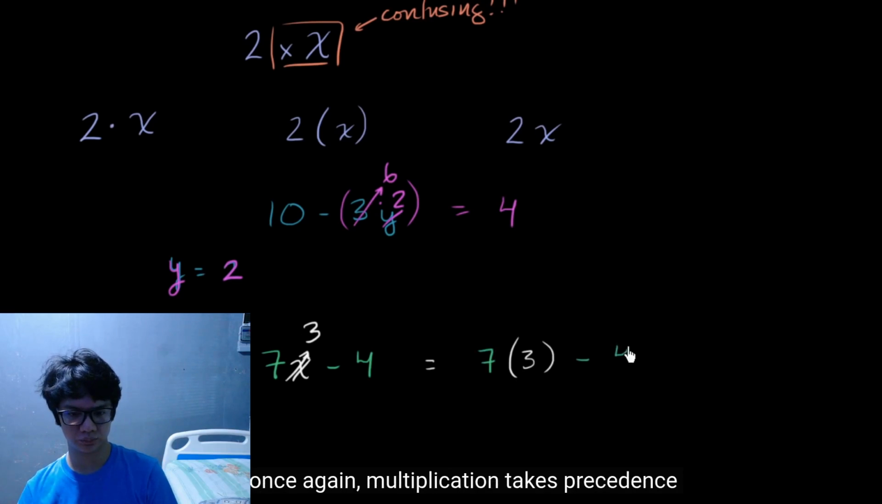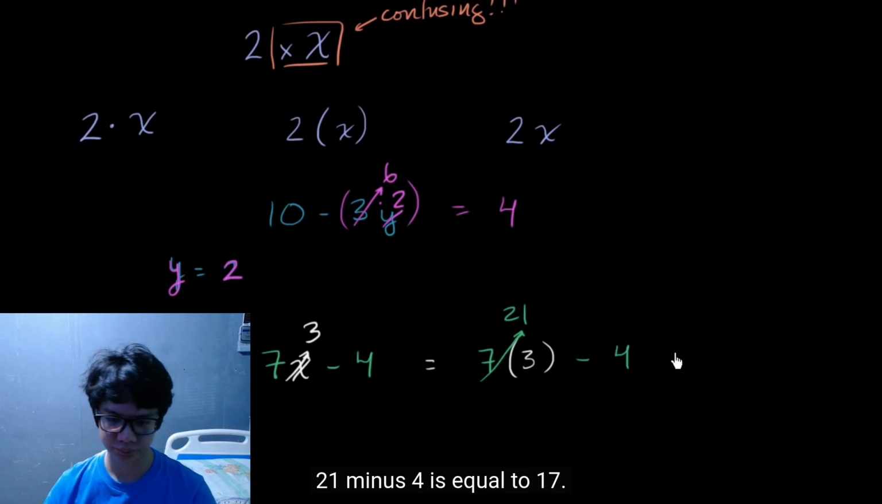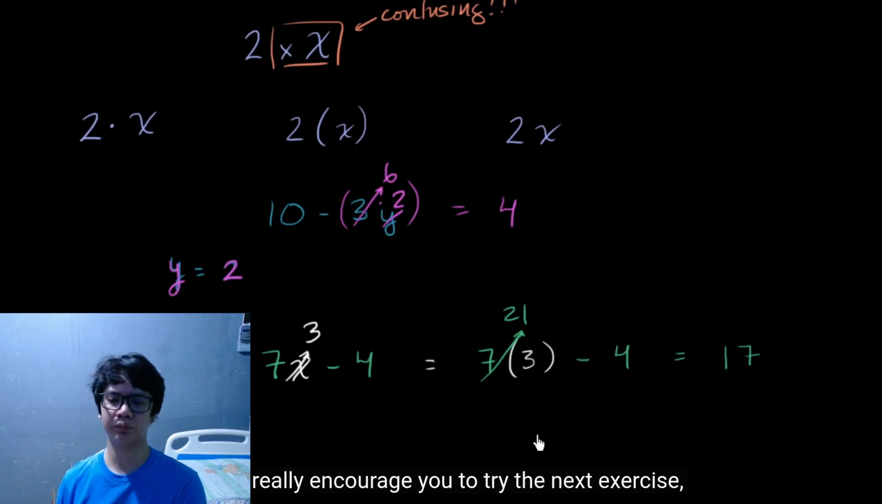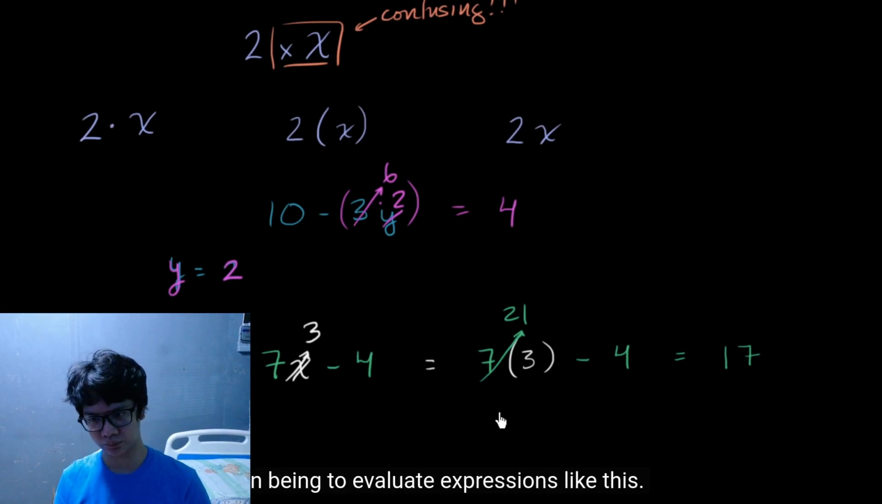And once again, multiplication takes precedence by order of operations over addition or subtraction. So we want to do the multiplying first. 7 times 3 is 21. 21 minus 4 is equal to 17. So hopefully that gives you a little bit of background. I really encourage you to try the next exercise. It'll give you a lot of practice on being able to evaluate expressions like this.